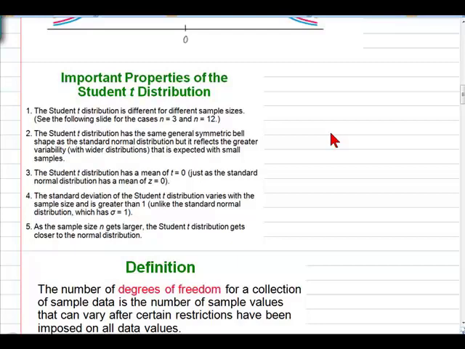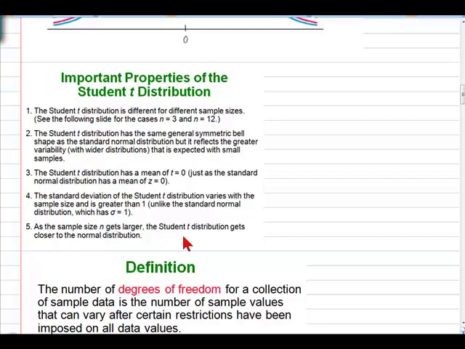The student t distribution has a mean of t equals 0, just like the standard normal distribution has a mean of z equals 0. The standard deviation of the t distribution varies with the sample size and is greater than 1, unlike the standard normal distribution, which has a standard deviation of 1. So with the t distribution, it's going to change depending on the sample size. We know the mean is at 0, but we don't know about the standard deviation.